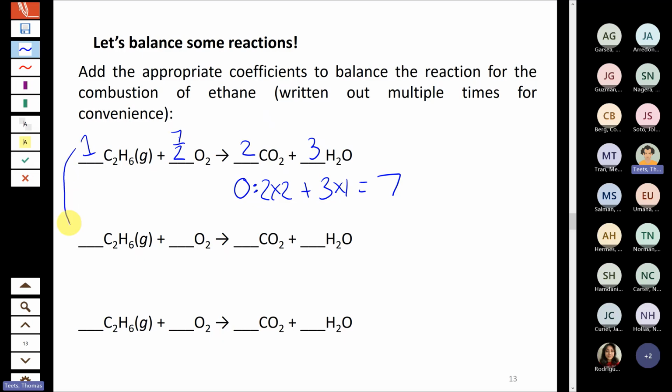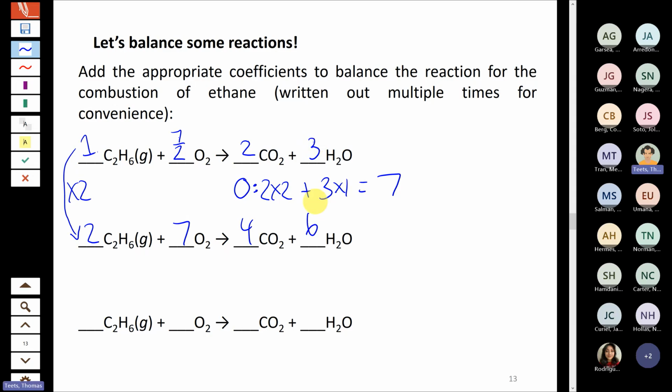So to finish balancing this, what we want to do is multiply every coefficient by 2 to get rid of that fraction. If you multiply coefficients to get rid of fractions, you have to multiply every single one, or else you're not going to be balanced anymore. So we multiply every single coefficient by a factor of 2 to get rid of the fraction. So this 1 becomes a 2, the 7/2 becomes a 7, the 2 becomes a 4, 3 becomes a 6.